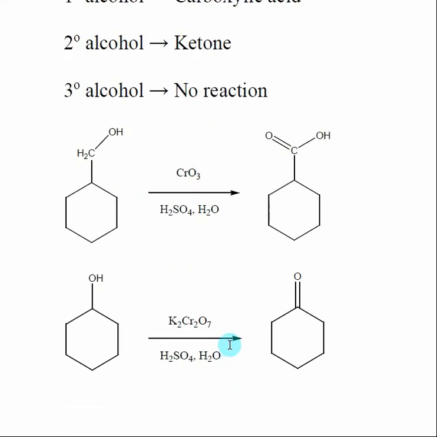So here now, dealing with a secondary alcohol. The carbon attached to the oxygen is attached to two other carbons. That makes it a secondary alcohol. Secondary alcohols become a ketone under oxidation conditions. So notice here we were using chromium trioxide. Here we're using potassium dichromate.